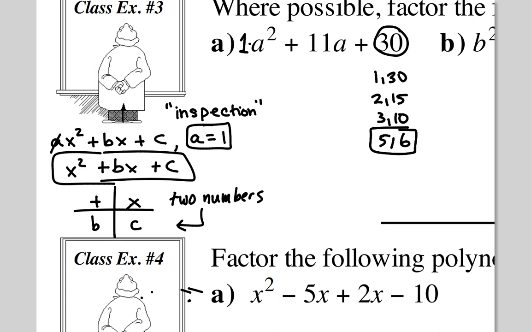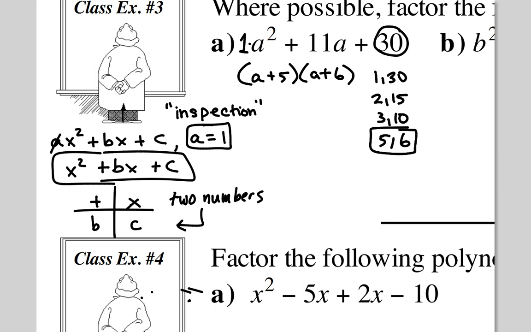Now to factor this, you go a plus 5 and a plus 6. That's the factoring. The 5 and 6 and the plus signs because these are positive. Was that your question? Yeah, these are both positive, so that's why we put positive 5, positive 6.